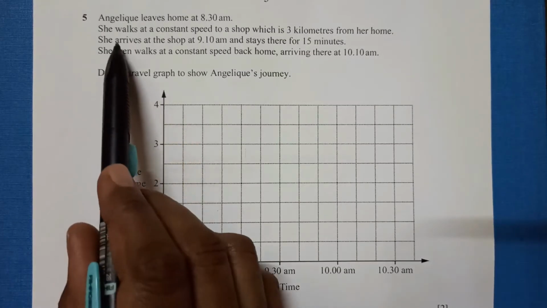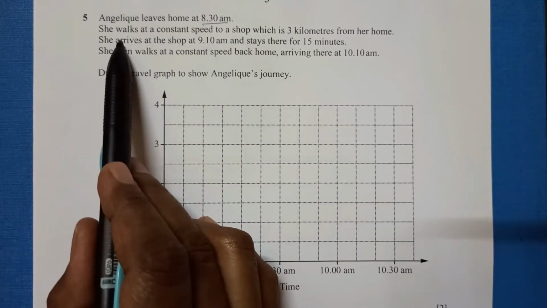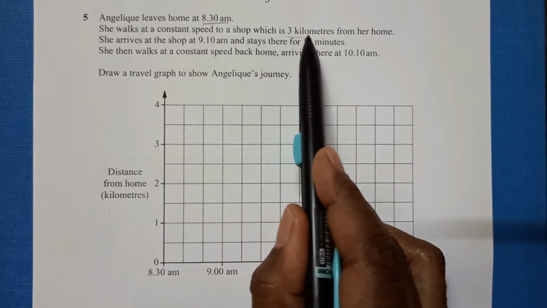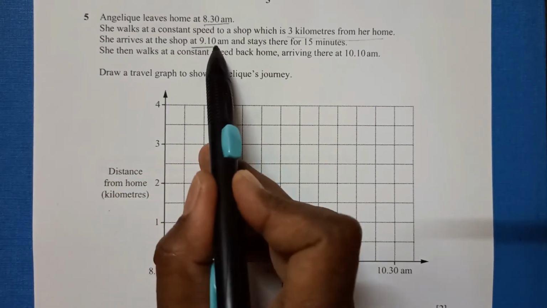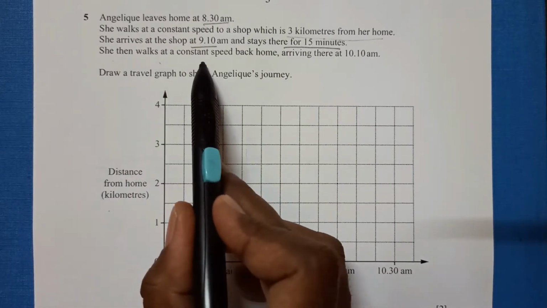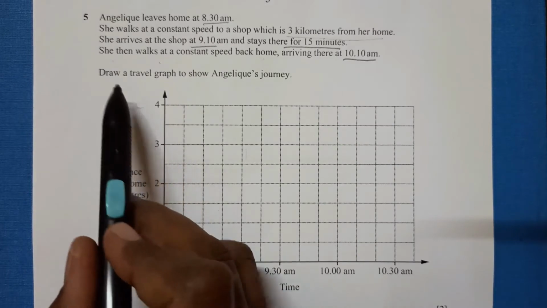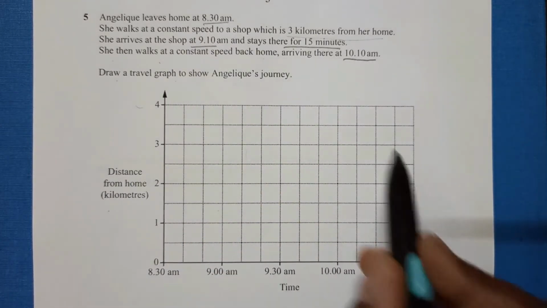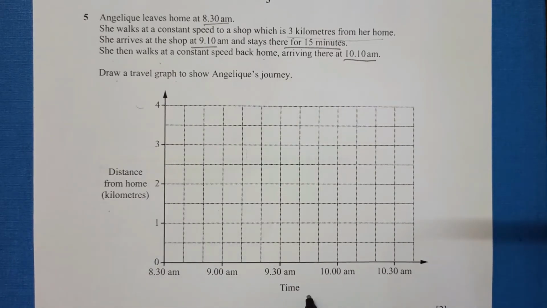Question 5. Angelique leaves home at 8:30 a.m. She walks at a constant speed to a shop which is 3 kilometers from her home. She arrives at the shop at 9:10 a.m. and stays there for 15 minutes. She then walks at constant speed back home, arriving there at 10:10 a.m. Draw a travel graph to show Angelique's journey. So this is the grid you are given here. This side we have distance from home in kilometers. This side we have time.